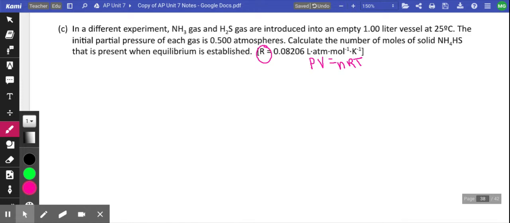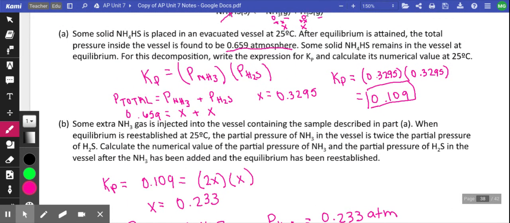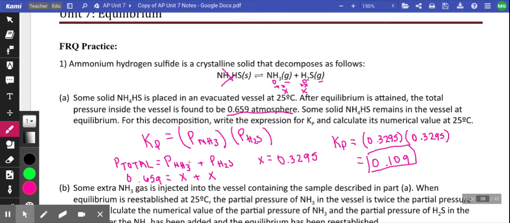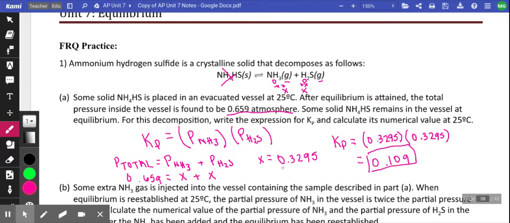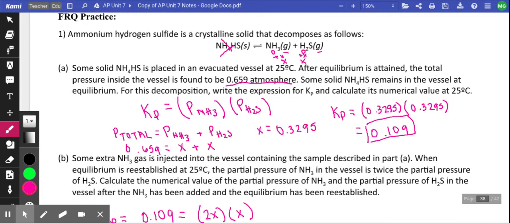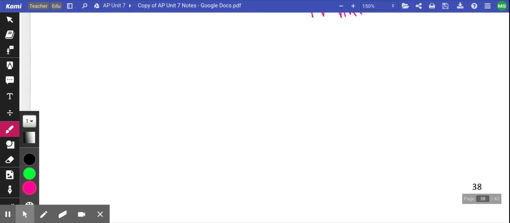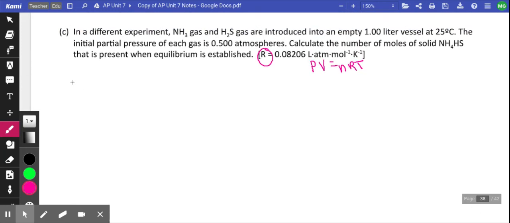Okay, so what I want to do here is look back at that number that I had in part A, where I saw that my equilibrium pressures of each of these substances was 0.329, or 0.33 atmospheres here. So at equilibrium, again, the pressure of H2S was 0.33 atmospheres, and the pressure of NH3 was 0.33 atmospheres.